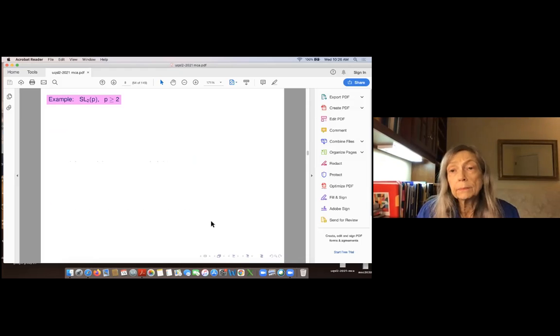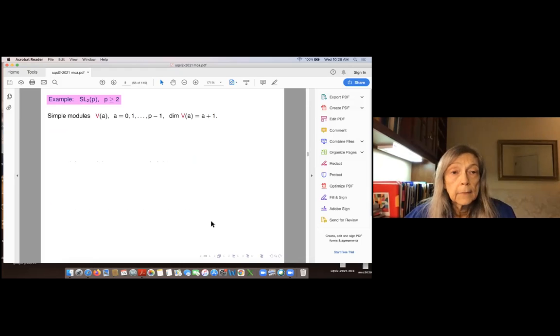So here's an example. Just take the group SL2, 2x2 matrices of determinant 1, over a field of characteristic p bigger than or equal to 2. What are the simple modules? Well, the simple modules look like the simple modules for SL2, the Lie algebra, or the Lie group, but they stop. There are only p of them. And the dimension of V_a is a plus 1.